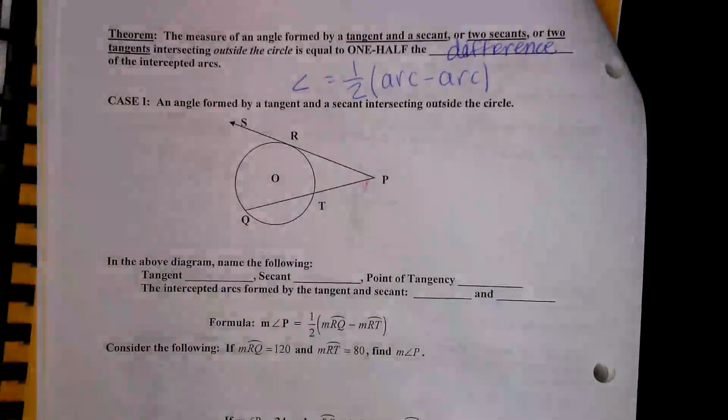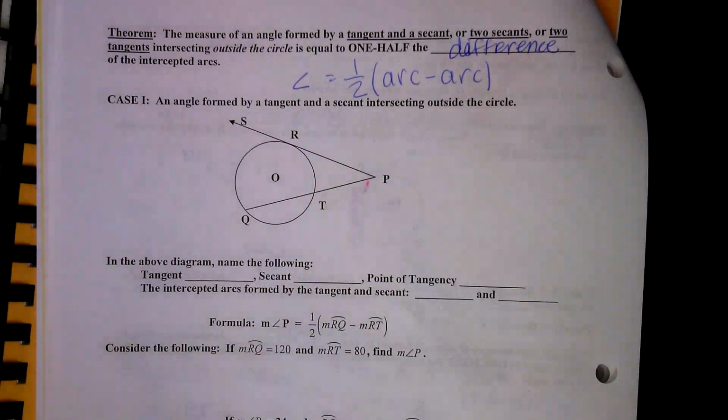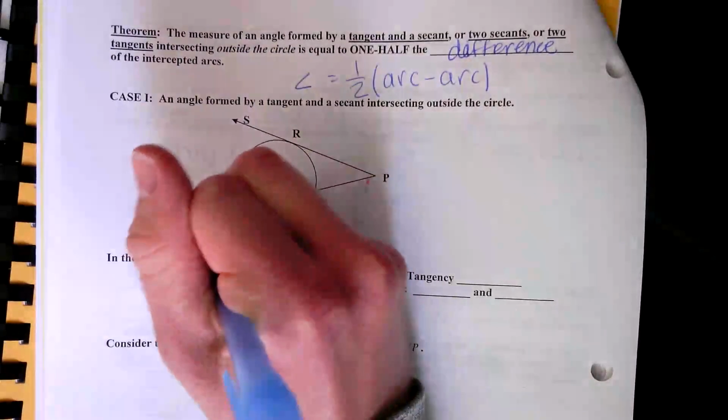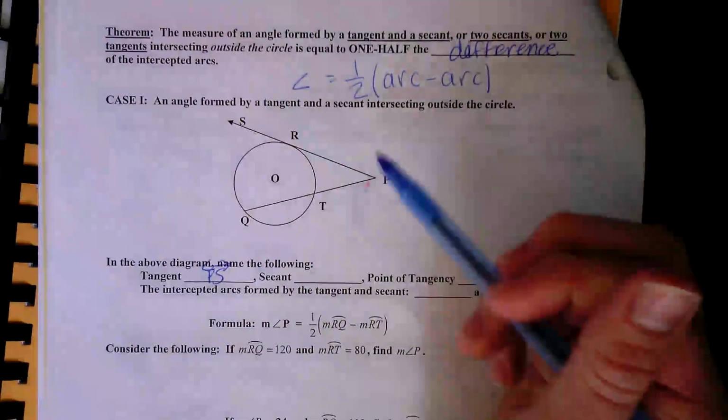So this is the first case. Here we have an angle formed by a tangent and a secant intersecting outside the circle. Let's first name the following parts: tangent, secant, point of tangency. The tangent line is line PS. Our secant is PQ.